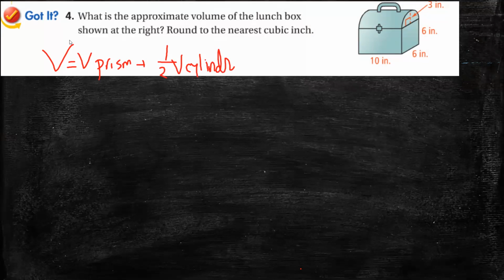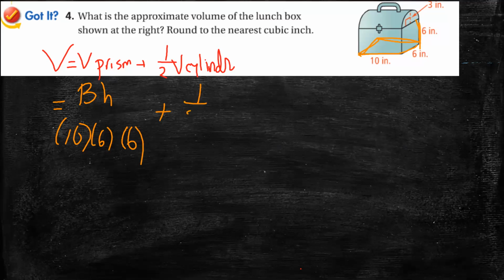Now look at the prism here. We need to find the volume of the prism, so we will say it is B times H. What is the area of the base here? 60. Yes, it is 10 times 6. And the height, since this is my base, where is the height that is perpendicular to it? 6.